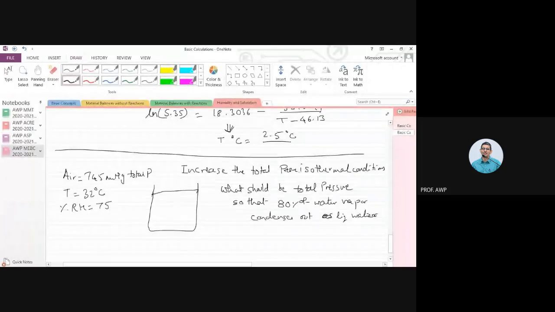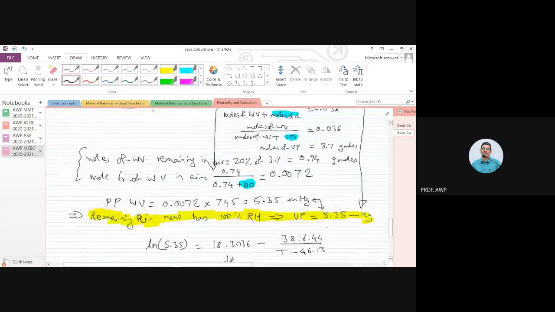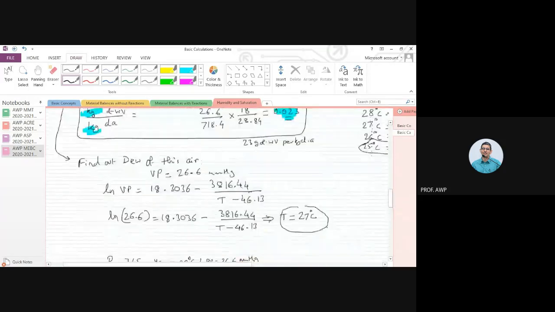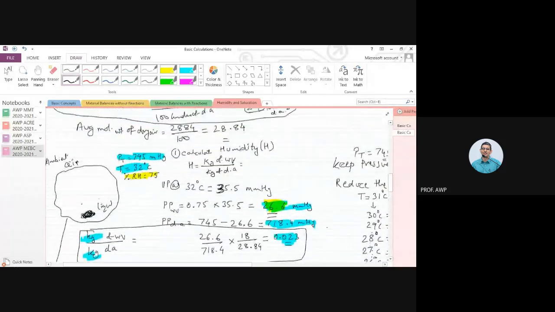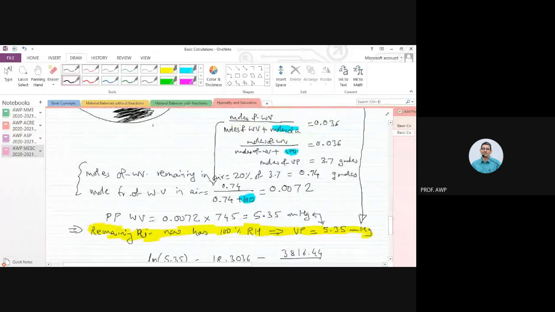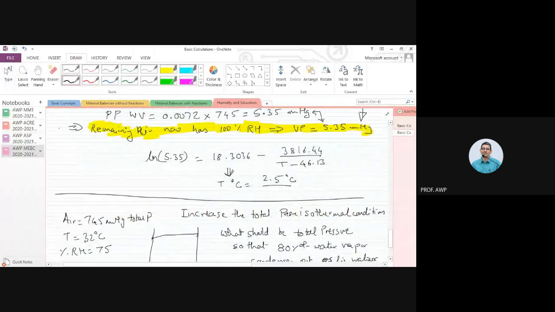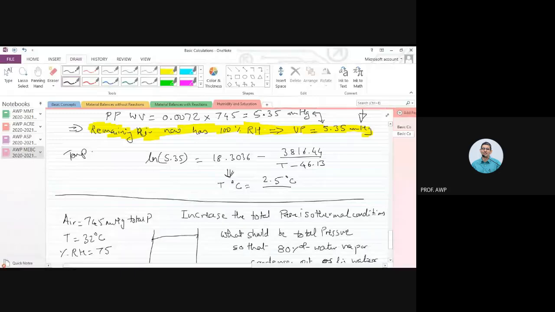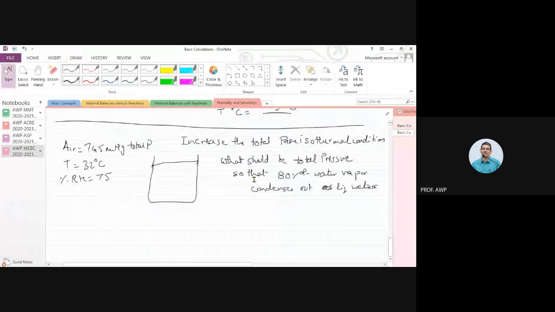Yeah. So is the problem clear to everybody? Now we are increasing the total pressure. The pressure at which the first drop of water appears, we call it the dew point, but now it is dew point pressure or pressure dew point. This was our temperature dew point. Now this is pressure dew point.